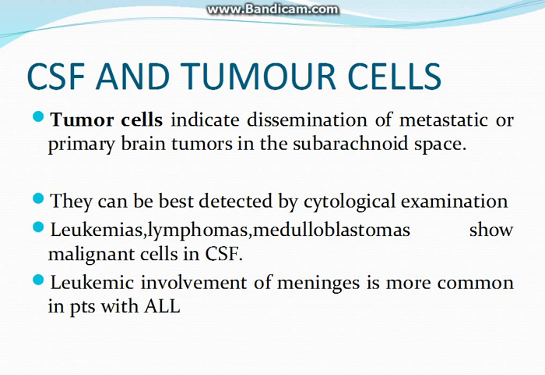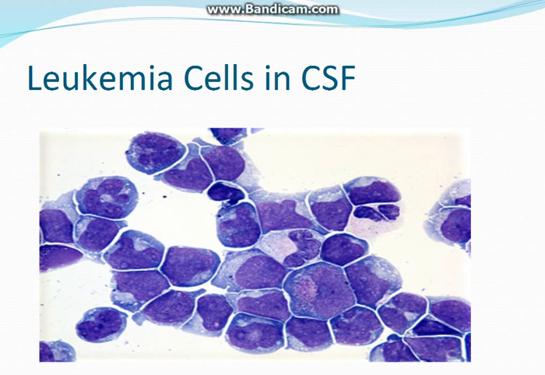Now, there can be tumor cells present in the CSF. What do they indicate? They indicate the dissemination of metastatic or primary brain tumor cells in the subarachnoid space, and they can be best detected by cytological examination. Examples of tumor cells found in the CSF are leukemias, lymphomas, and medulloblastomas. It is most commonly seen in ALL. This is a picture showing the leukemic cells in the CSF.